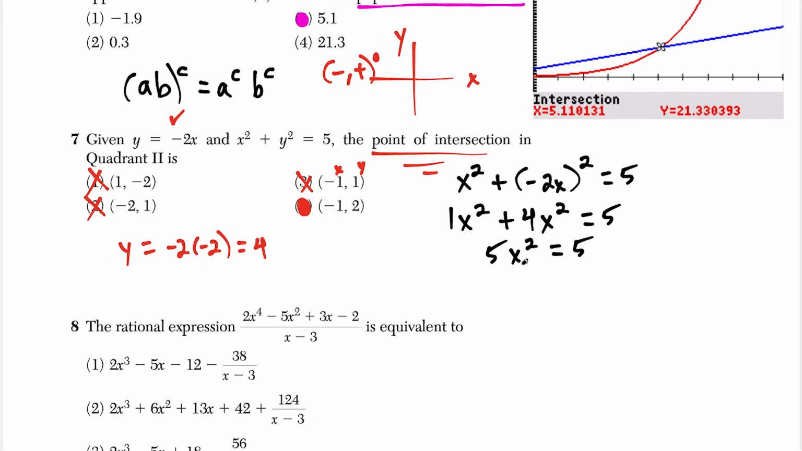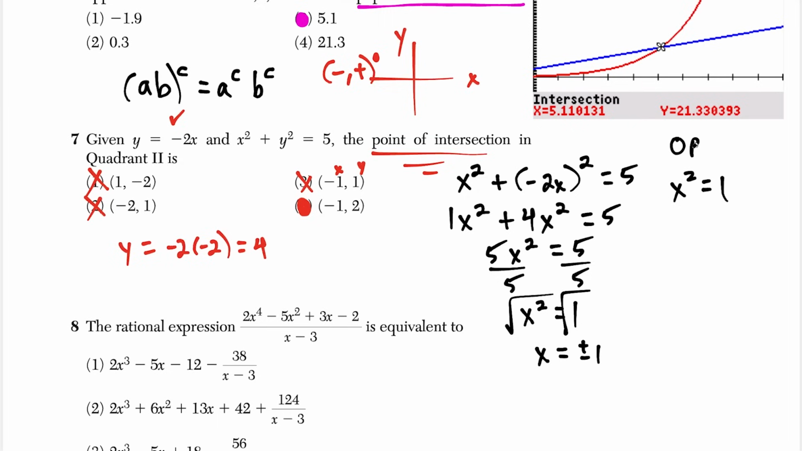I could divide both sides by 5, and that's going to give us x squared is equal to 1. Now for this part, we could just do the square root of both sides, but we have to be careful and make sure that we say x equals plus or minus 1. If you want to avoid this trouble, just know when you have x squared equals 1, you could also do this. We could subtract 1 on both sides to get x squared minus 1 equals 0.